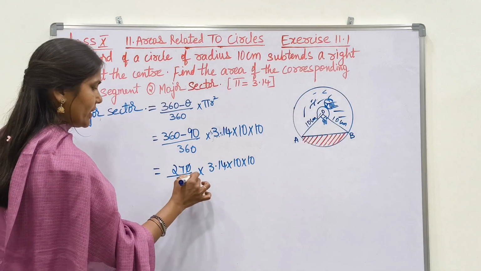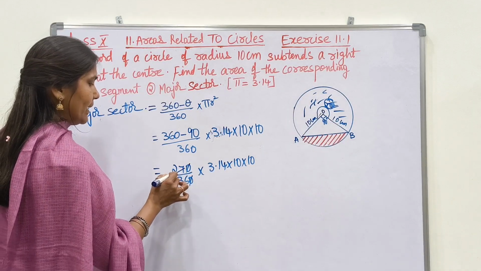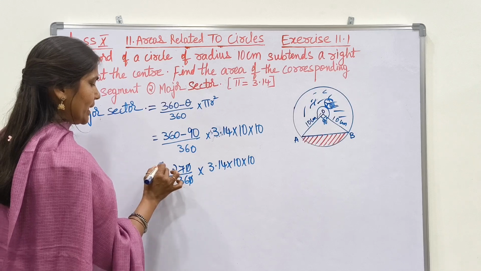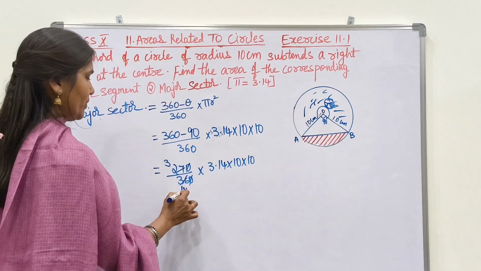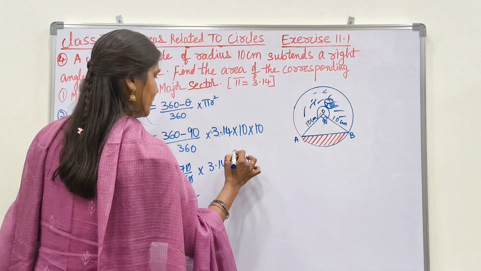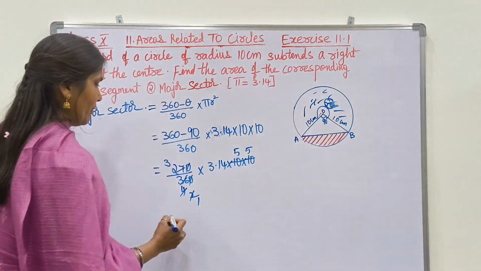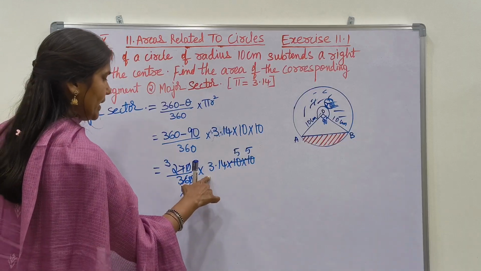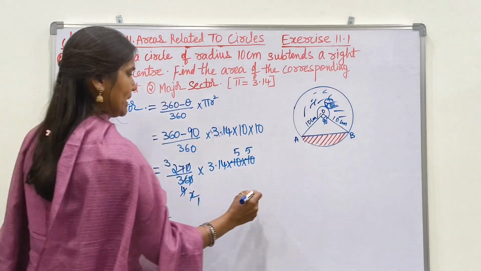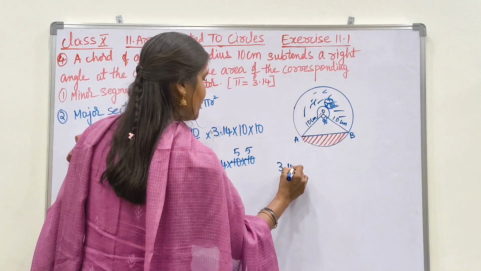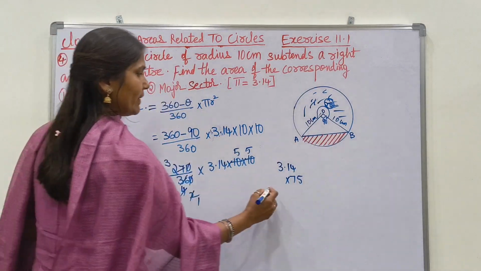Now see, zeros cancel. Which table is possible? 9. Nine threes are 27, nine fours are 36. Again you see, two twos are 4, two fives are 10. Next, two ones are 2, two fives are 10. Okay, now we will multiply. 3.14 into 5. Five fives are 25, 25 threes are 75. 3.14 into 75.